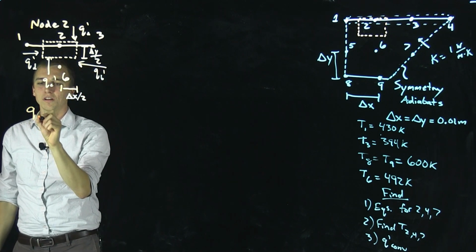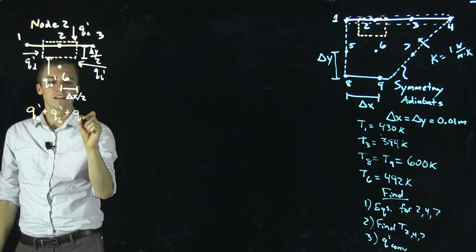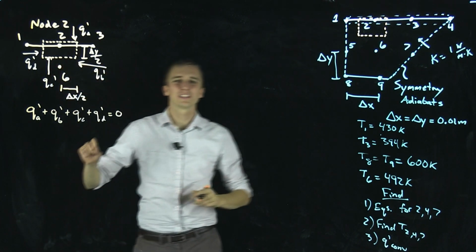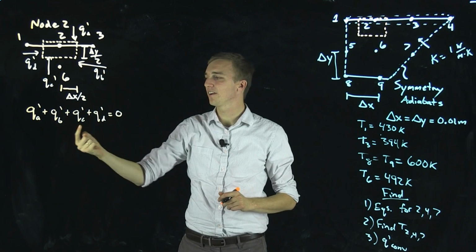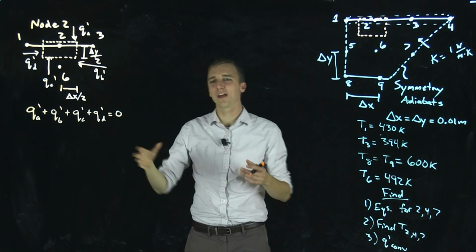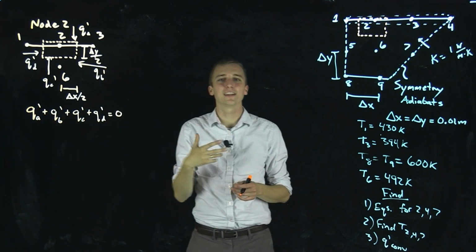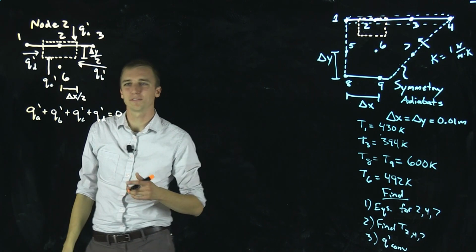So what we do is we do an energy balance of our control volume. In other words, we're going to say that all of these heat transfers coming in, added together, must be equal to 0 because energy is conserved. So now what we have to do is redefine each of these in terms of variables like delta y and temperatures of nodes. And we'll be able to solve for the temperature of the node.